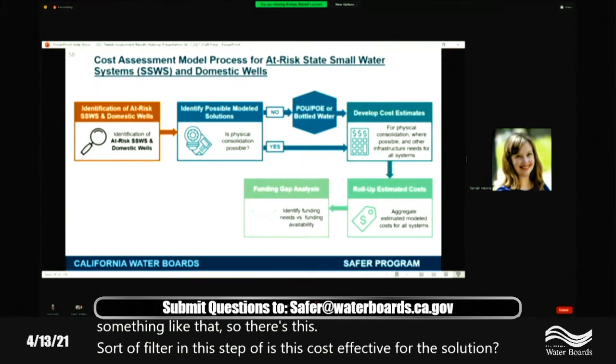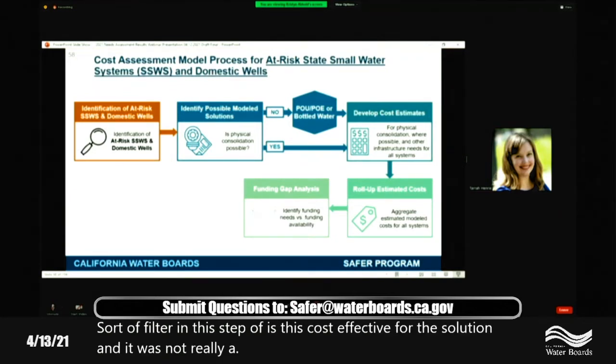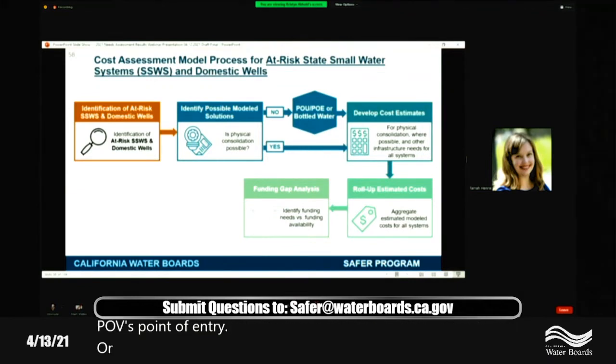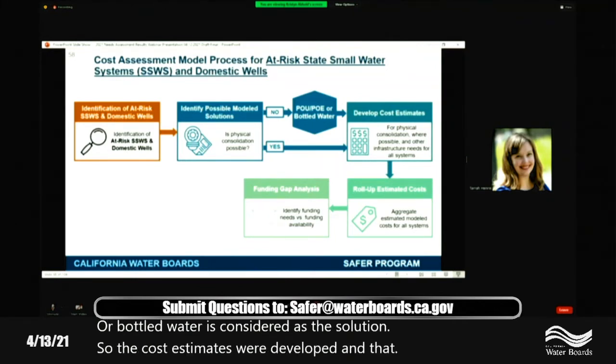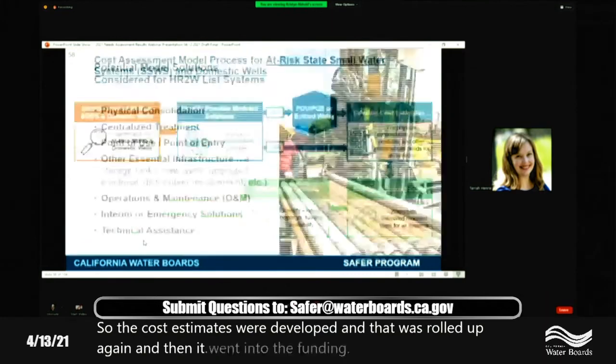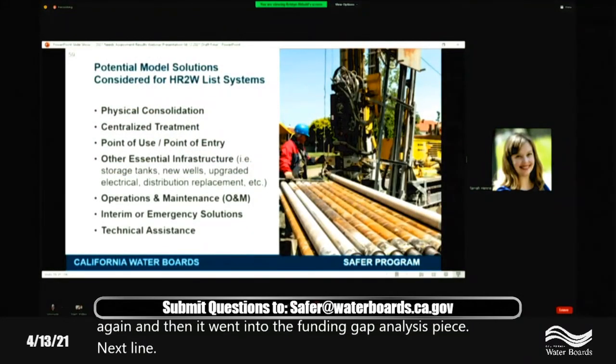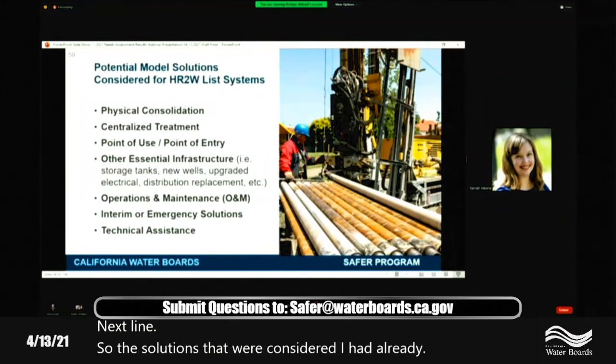And if it was not really a viable option due to the distance, or there's not another potential physical consolidation in the area, then point of use, point of entry, or bottled water is considered as the solution. So the cost estimates were developed, and that was rolled up again, and then it went into the funding gap analysis piece. Next slide.